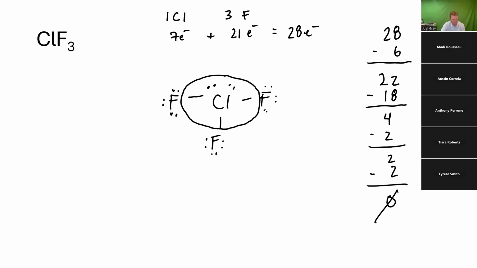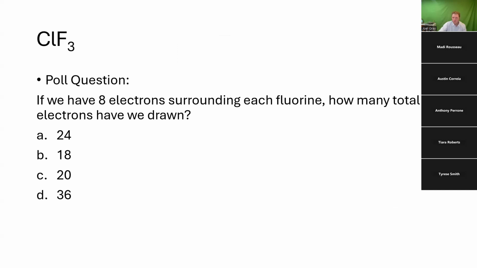2 lone pairs, 3 bonded pairs, 10. How many electrons do each one of our fluorines see? You're right. Okay, so now we are going on to our last poll question for the day. And our last poll question reads, if we have 8 electrons surrounding each fluorine, how many total electrons have we drawn? Okay, so this is kind of the process.